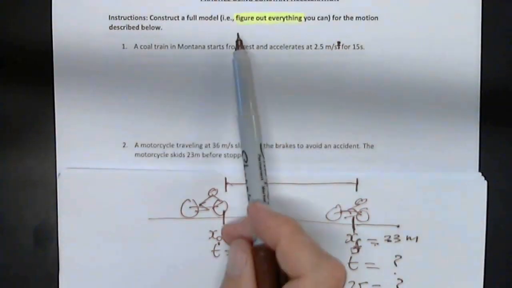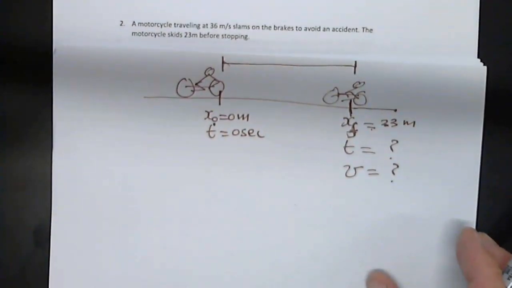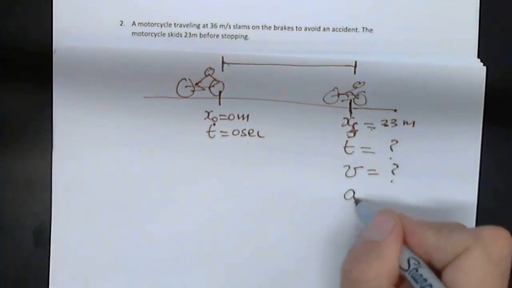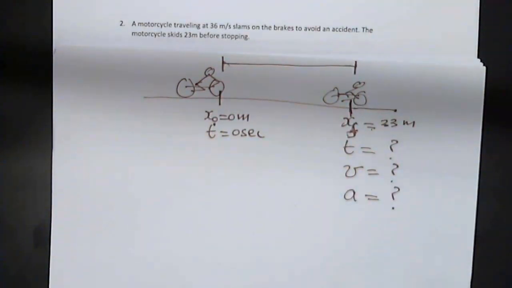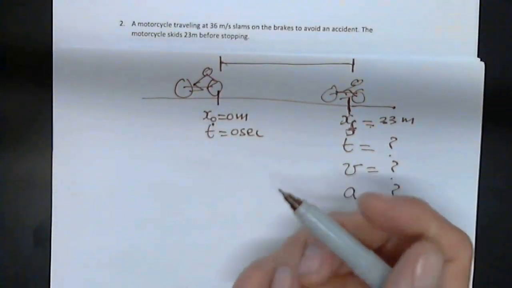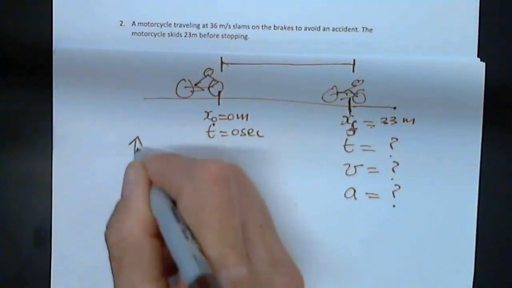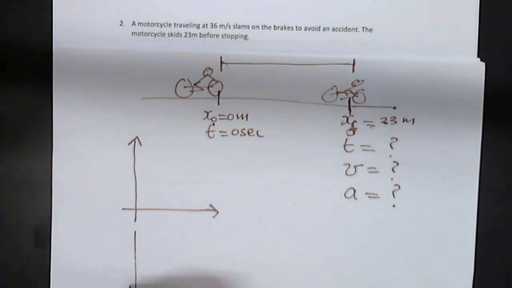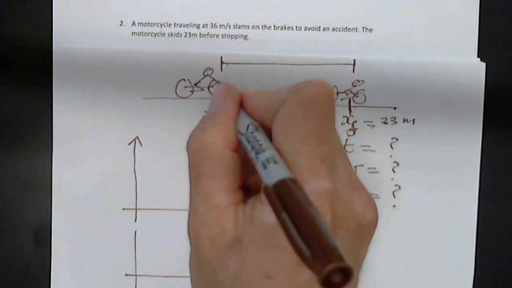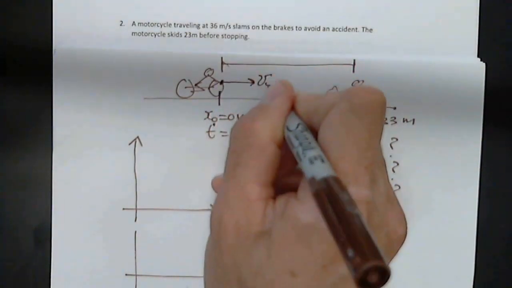And because they say figure out everything, this is what we are going to do. And we don't know what the acceleration is in this particular case. In this situation, if you want to do a position versus time and velocity versus time graph, the guy is initially moving to the right. Oh, this is the initial velocity. I didn't put it over here.